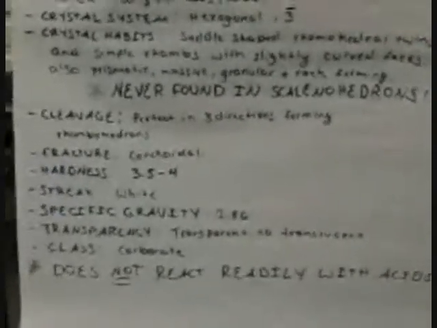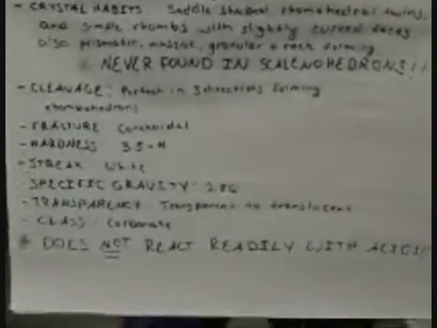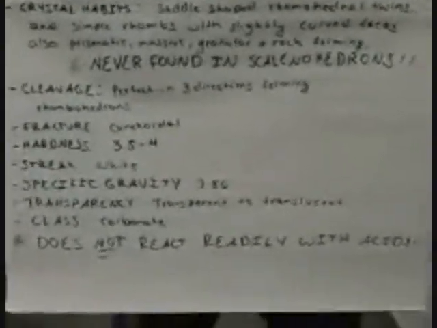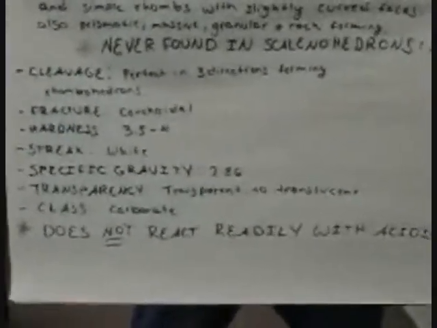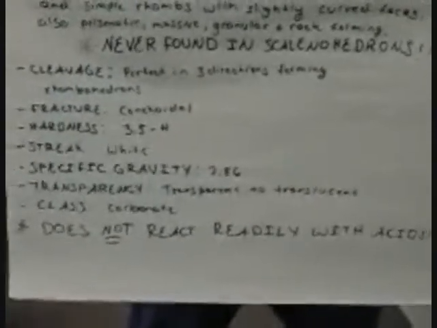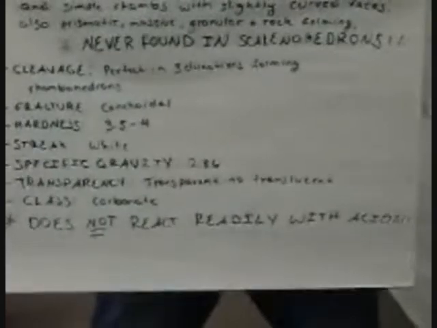Cleavage, it's perfect in three directions, forming rhombohedrons, also like calcite. Its fracture is conchoidal. Hardness is 3.5 to 4, which is a little bit harder than calcite. Streak is also white. Specific gravity is 2.86, so it's a little bit more dense. Transparency, it is transparent to translucent. Class is carbonate, and it does not readily react with acid.